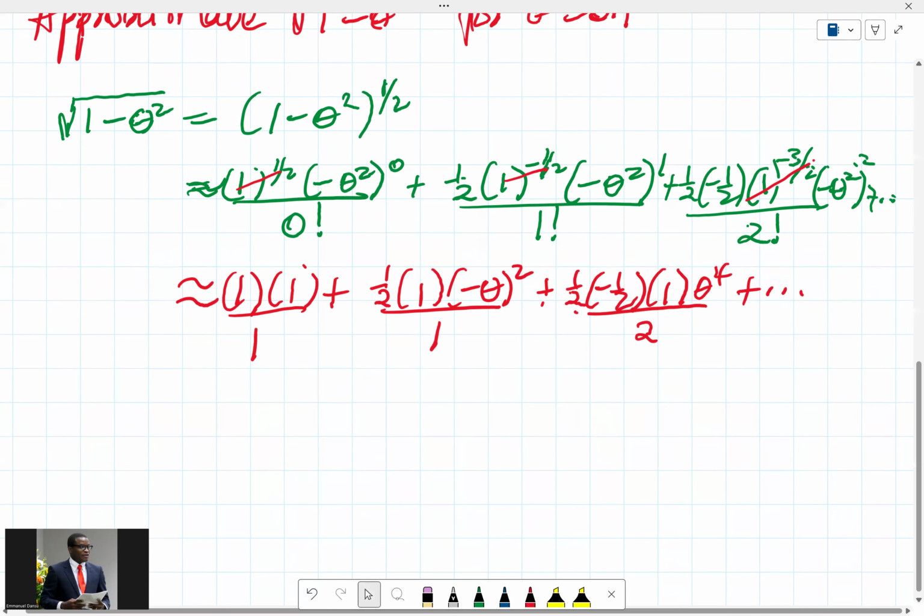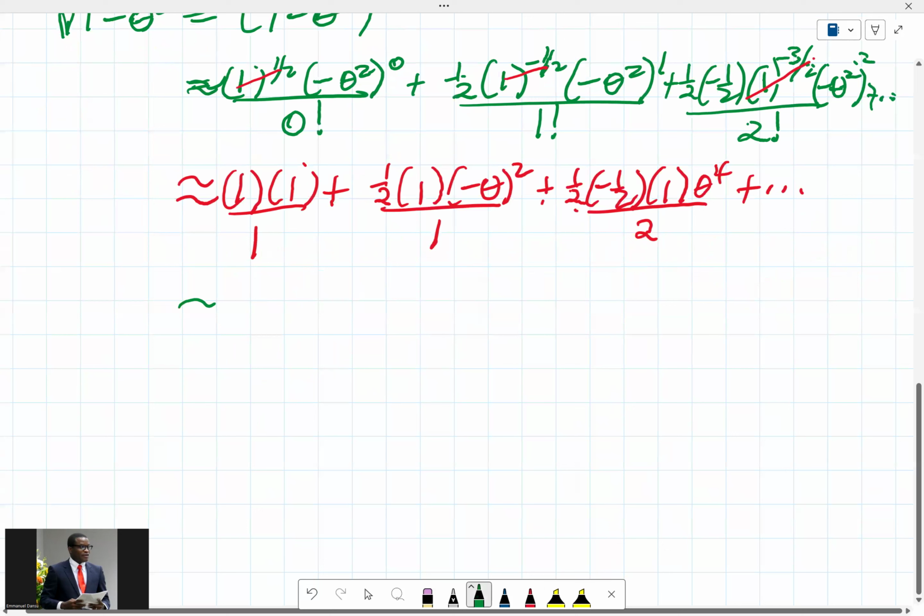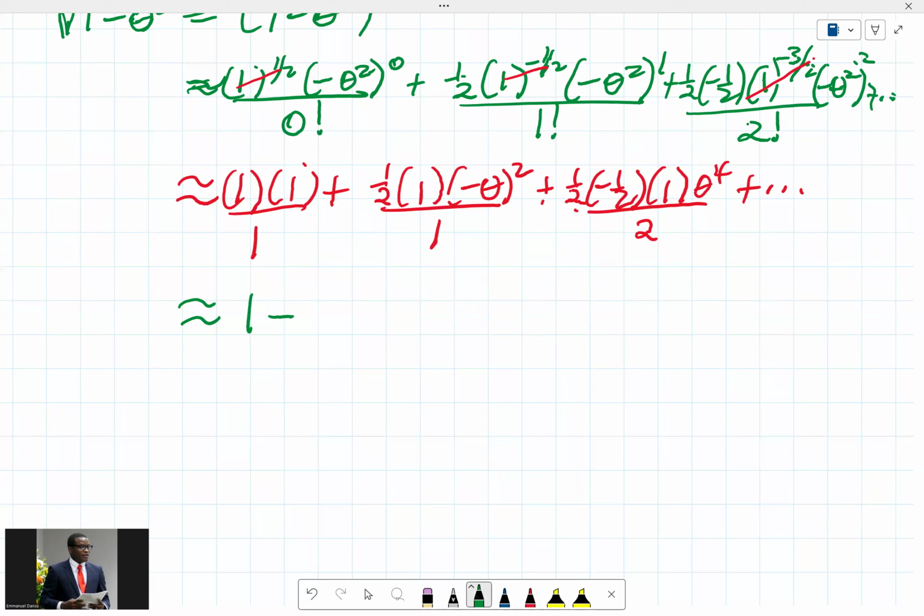Then we go on and tidy things up a little bit more. So 1 times 1 over 1 is simply 1. Then here, you have minus, so that's minus. Because of this, I want to still do something. So this is like half into 1 into minus theta.